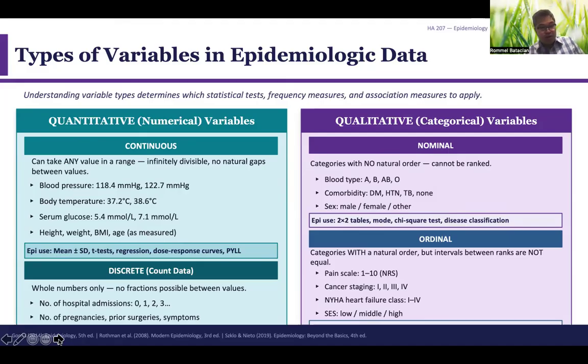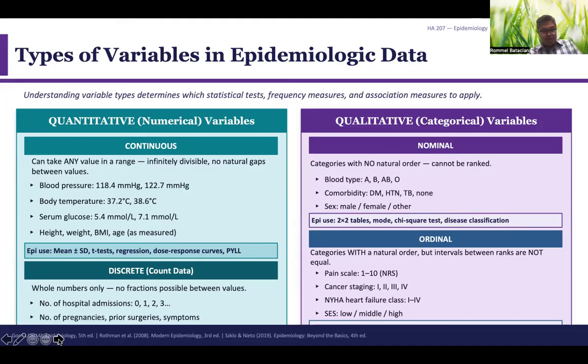Discrete variables, meanwhile, are count data, so you can only take whole number values. Unlike continuous variables, there are no fractions or decimal points to consider. For example, you cannot have 1.5 hospital admissions, or say there are 16.75 deaths in a particular institution, because it should always be a whole number. They are analyzed differently from continuous data.